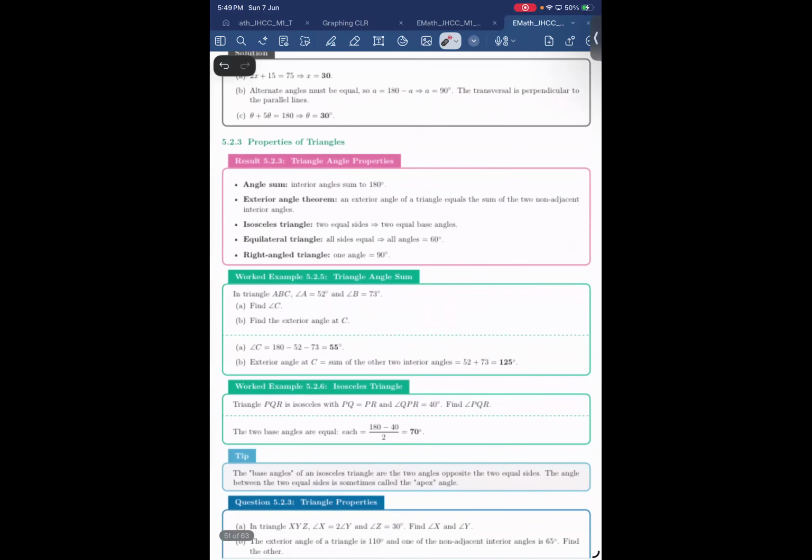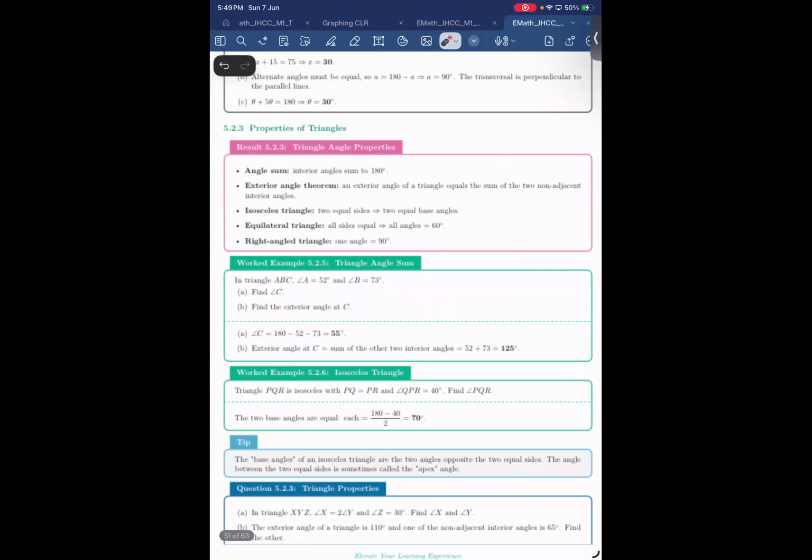So the first one, angles will sum to 180 degrees. Then an exterior angle of a triangle equals the sum of the two non-adjacent interior angles. So what does that mean? This one I think maybe you're not too familiar with.